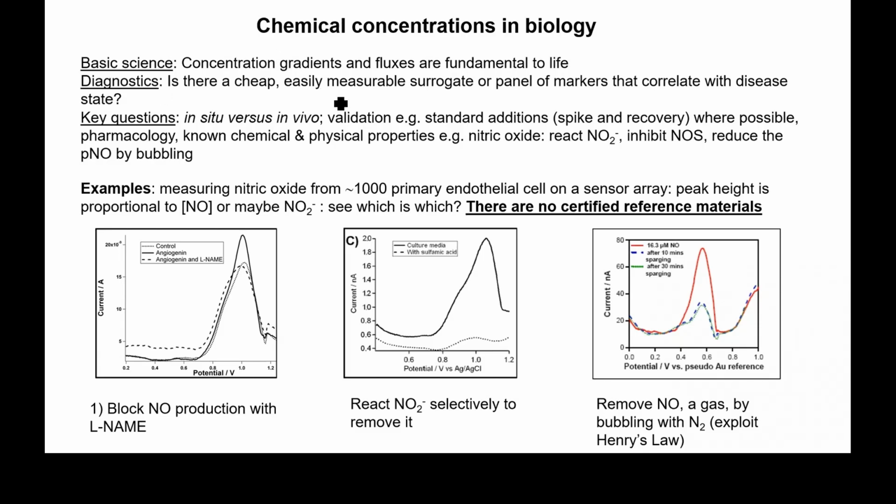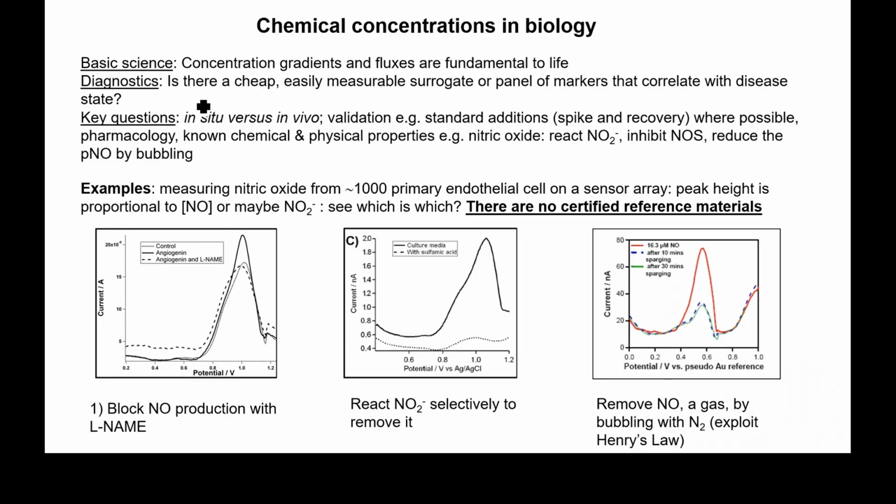But is there a cheap and easily measurable surrogate? Something we can measure that correlates with the disease state that we can use to replace an expensive and time-consuming medical history taking by a physician? Can we get a diagnostic that can be used instead? The key questions that we need to answer.